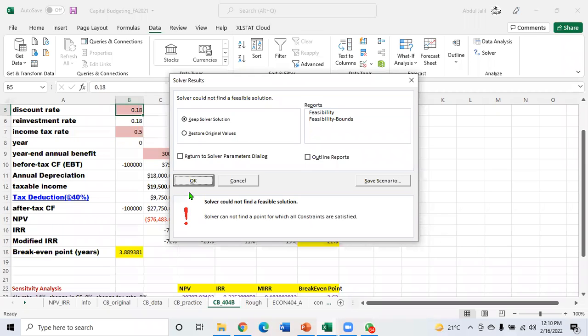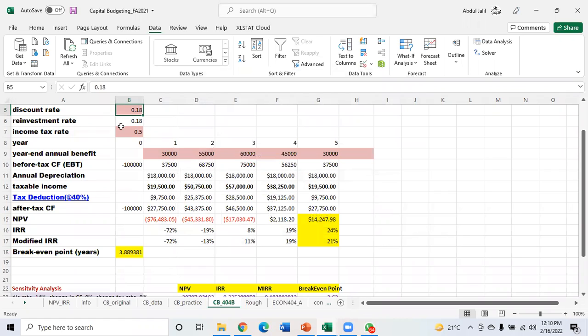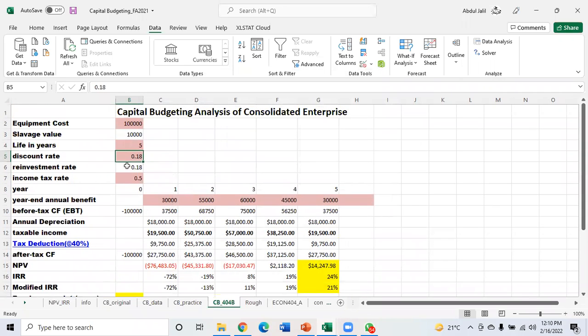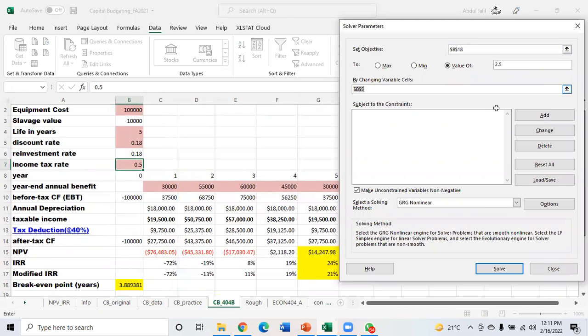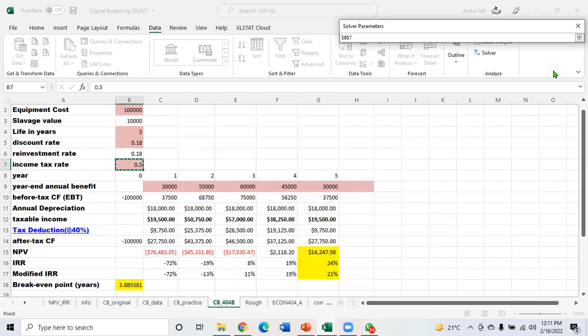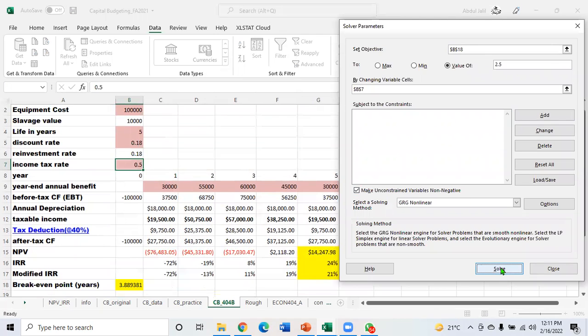Now we try to get the solution. It's not going to solve that. We have to change some cell. Let's suppose we are going to change this value, discount rate 18%. Let's suppose tax rate. We will try to use the tax rate. We apply the solver, and then we are going to apply this tax rate, and solve it.